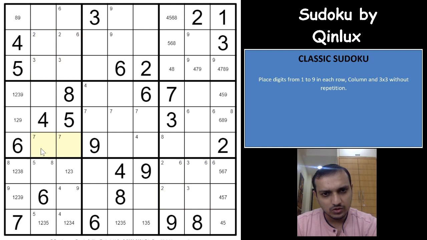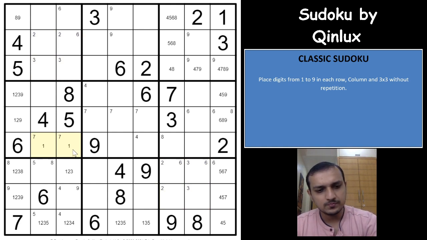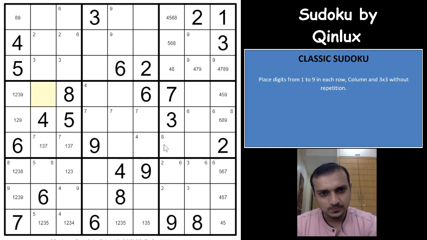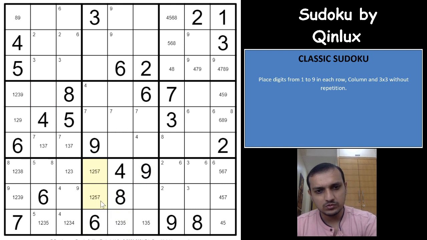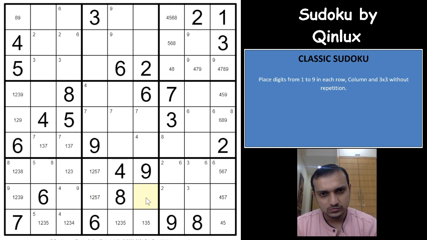9, 8, 7 is there. 1 and 3, 1 3 7. 7 5 1 2 1 2 5 7. 5 7.